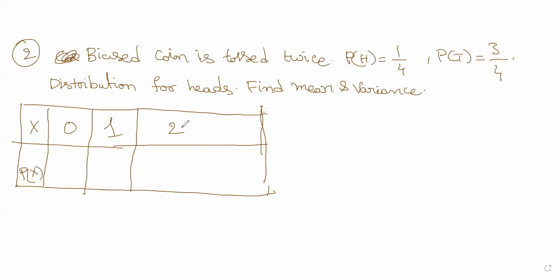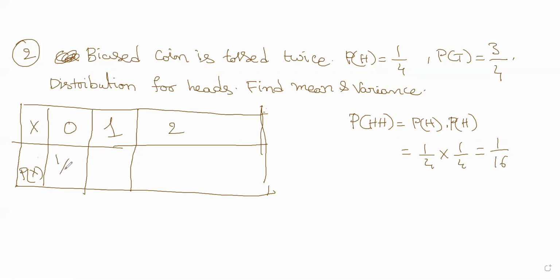Now, the 0 tails situation is that you are getting both heads, right? When you are getting both heads, you deal with this as P of H into P of H. You can use this directly. What is the probability of getting the head? 1/4. And the probability of getting the head is 1/4. So it is 1/16.